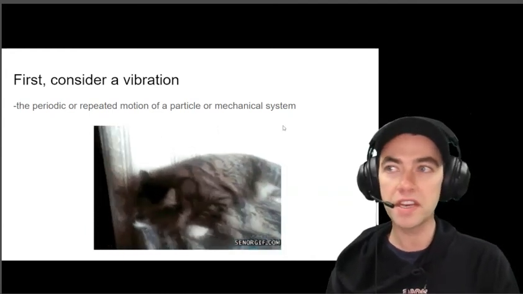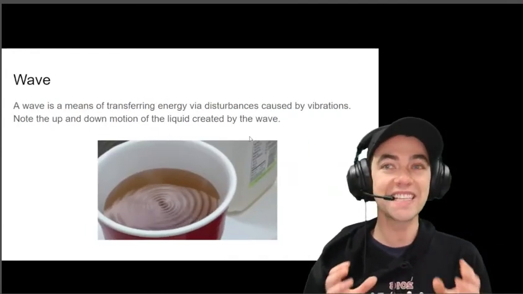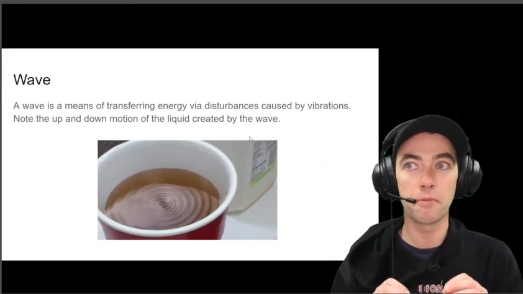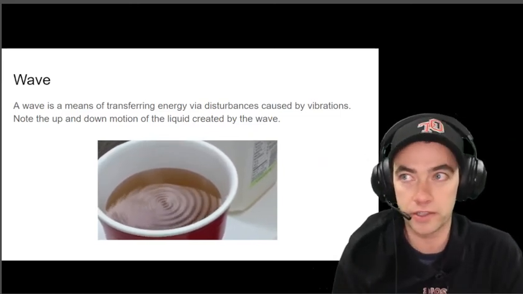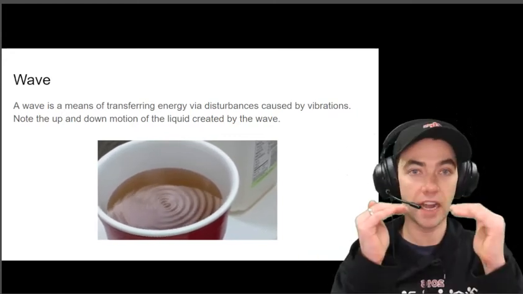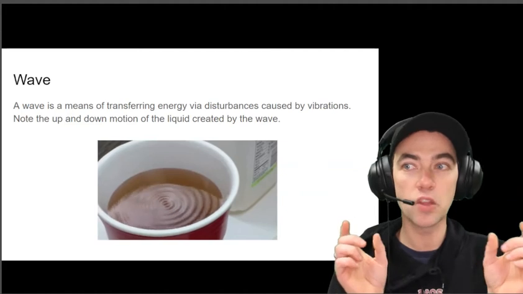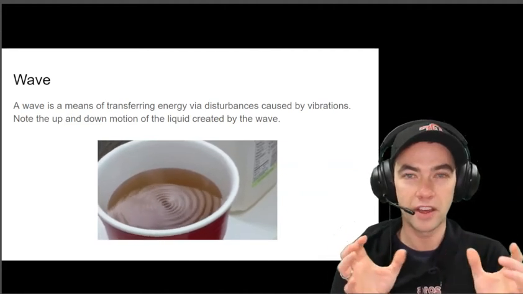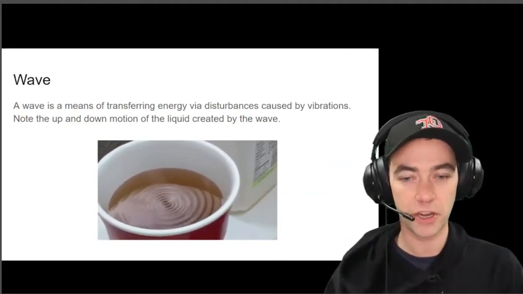When we talk about the idea of a wave, just in general, it's a means of transferring energy via disturbances caused by vibrations. So if we look at this animation here to the left, it's a cup that's being vibrated. And we can see the ripples are occurring over and over again. The ripples almost seem stationary in this animation.